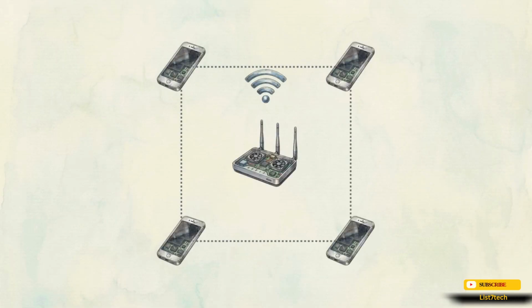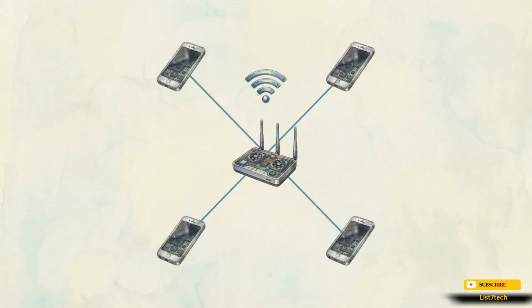Administrators also enable client isolation directly at the SSID level. This enforces a strict rule preventing any two wireless clients on the same public network from communicating directly with each other, effectively neutralizing local peer-to-peer exploits.